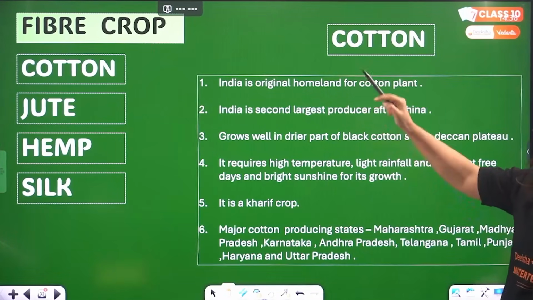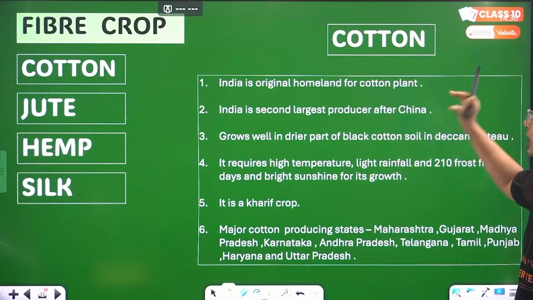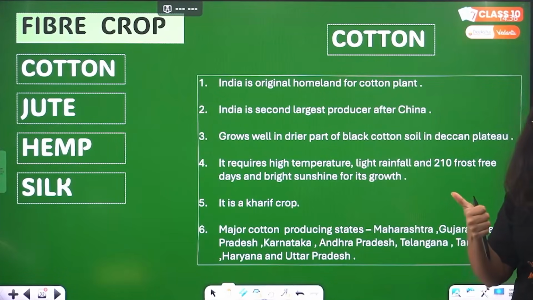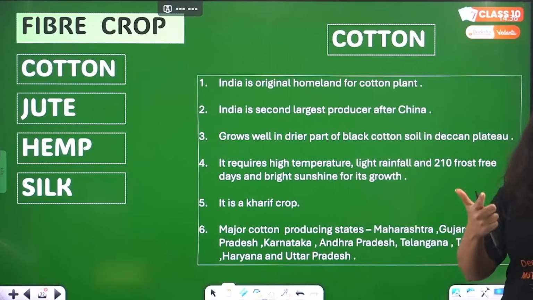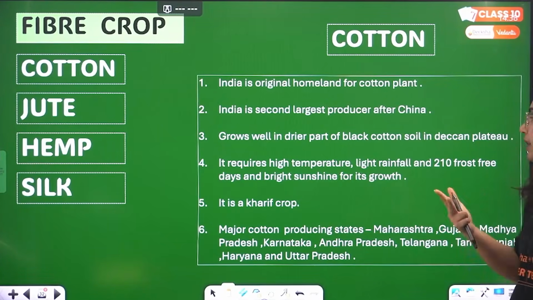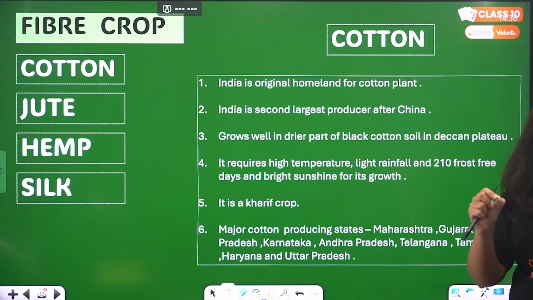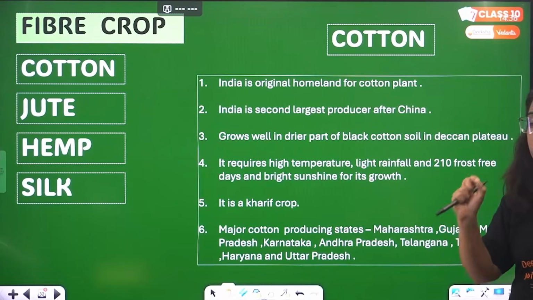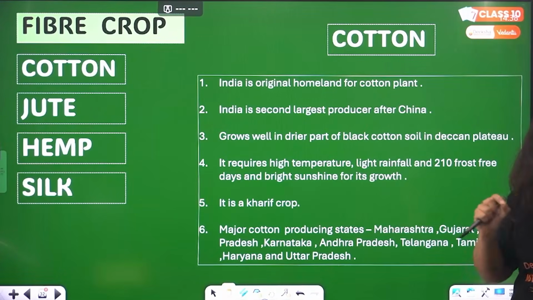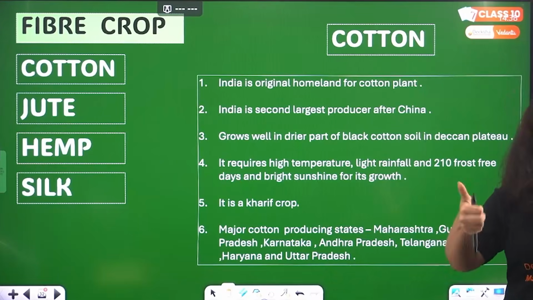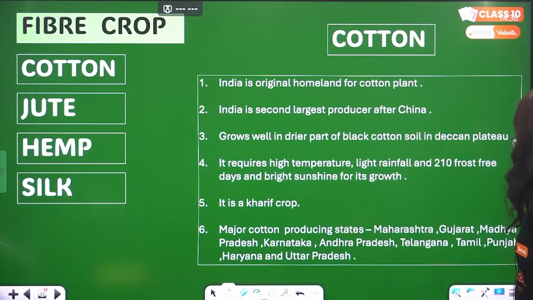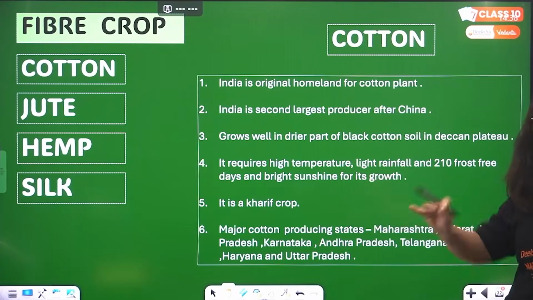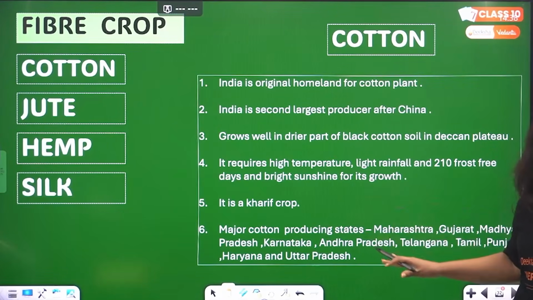So again, let's revise what we are learning. We are learning the fiber crops. We started with cotton, and India is the original homeland for it. We are the second producer of cotton in the world after China. We require what, beta? A drier region, black soil, climatic conditions like high temperature, light rainfall, 200 frost-free days, as well as bright sunshine for its growth. It is a kharif crop. The producing areas are here. I think these 6 points are enough for getting 5 marks from this question.